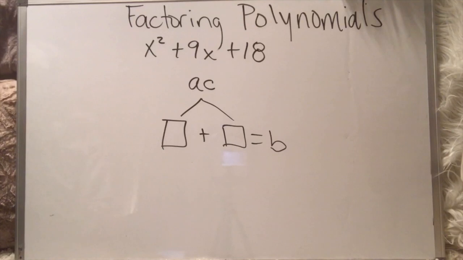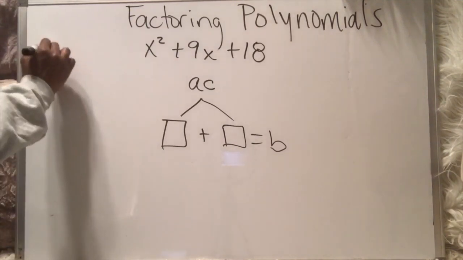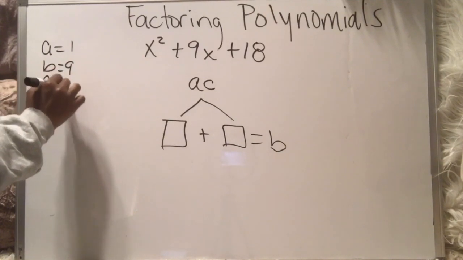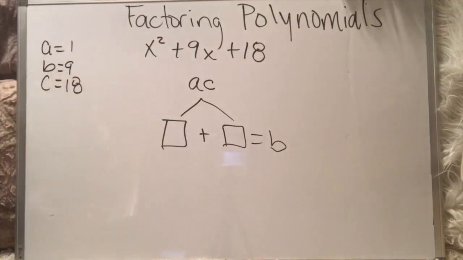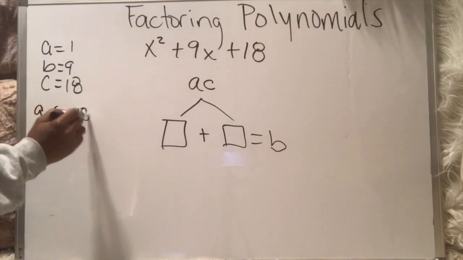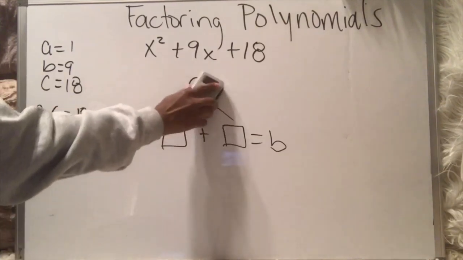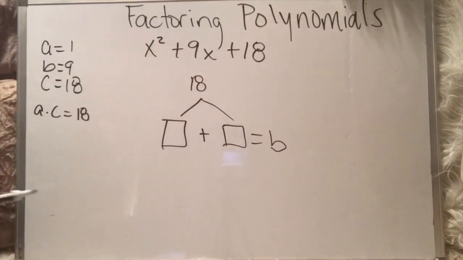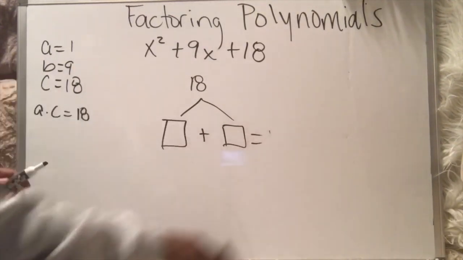So the first thing we're going to write down is A is equal to 1, B is equal to 9, and C is equal to 18. So when we do A times C, we get 18. So I'm going to replace this with 18 now. And make sure you're writing and you're following what is going on. My B is 9, so I'm going to write 9.